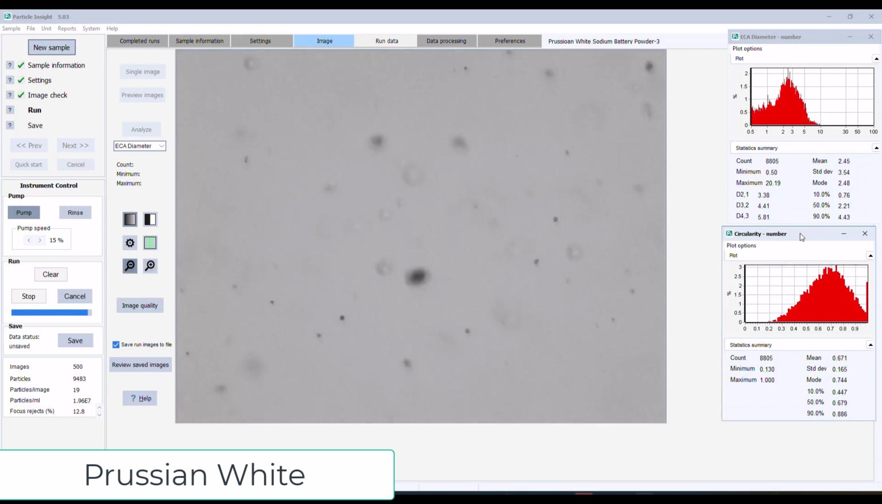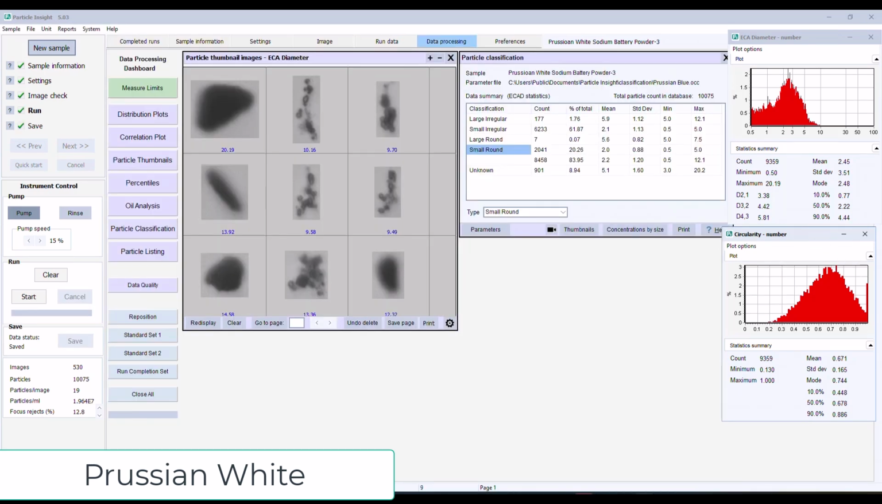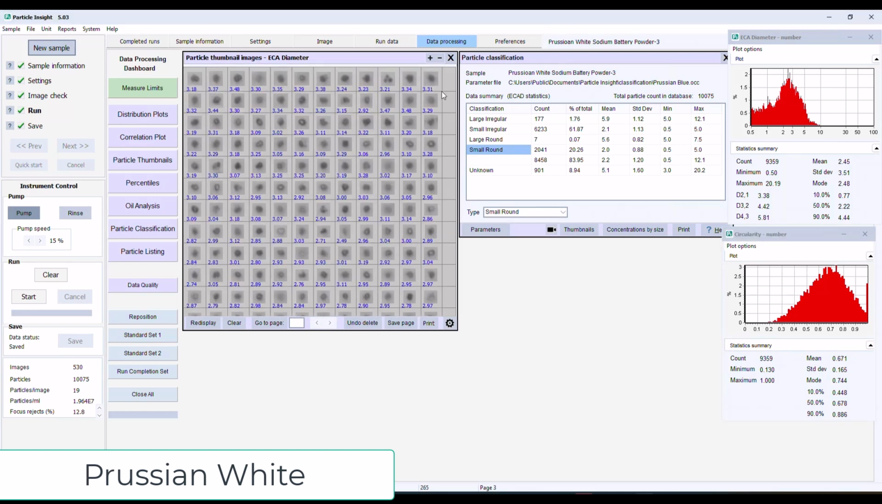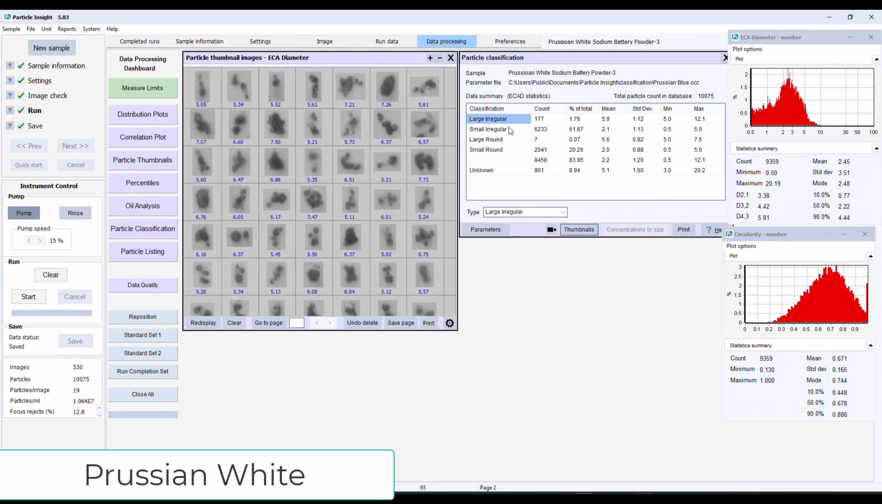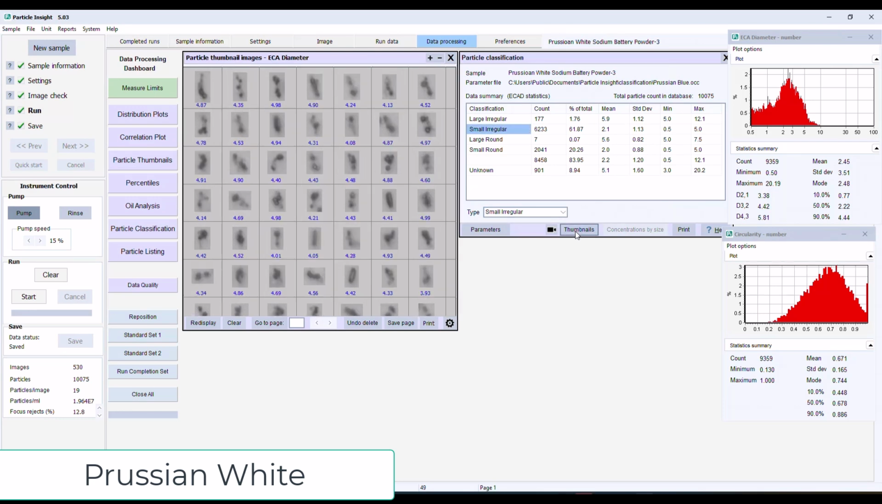The next sample is called Prussian white, and it is very white, that's one thing I will admit. At the end of the analysis, again, we look at the different classifications, trying to determine the different classes of particles, how many there are, and what percent of the total is in the sample.